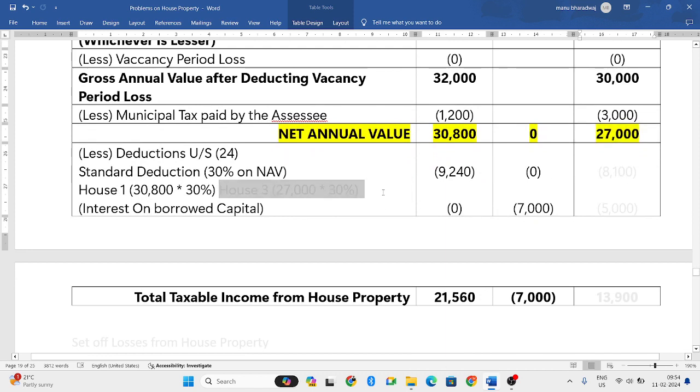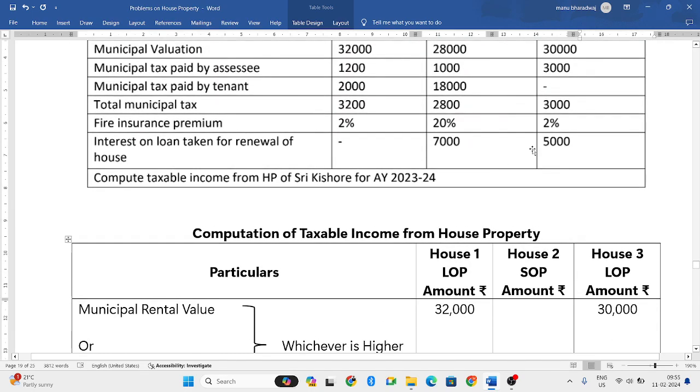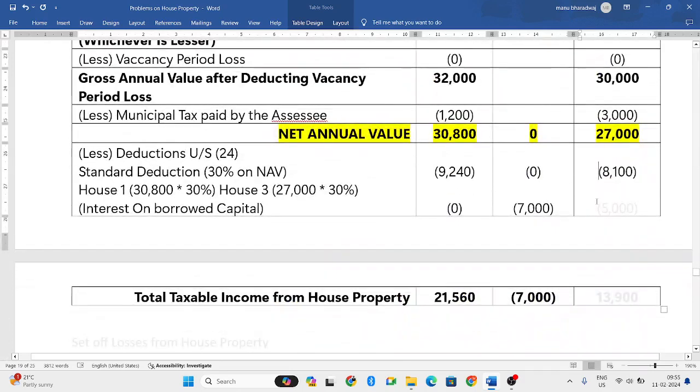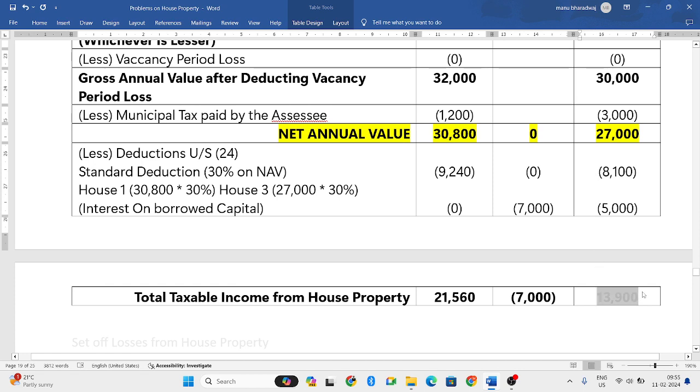On this 27,000, I have to give standard deduction, that is 30% on NAV. 27,000 into 30% will be 8,100. Next, interest on borrowed capital. There is an interest on borrowed capital of 5,000 that has to be given as deduction. So 27,000 minus 8,100 minus 5,000 will give you 13,900.